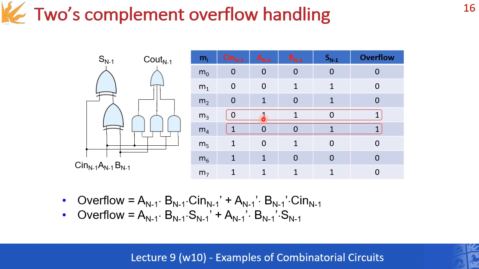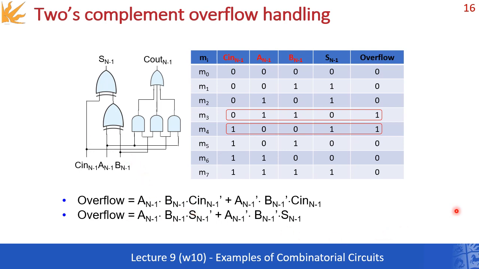In these two cases, the two most significant bits are the same, either 1, 1 or 0, 0. And at the same time, they are different than s n-1. Regardless of the carry in that comes in, there is definitely an overflow in this case.